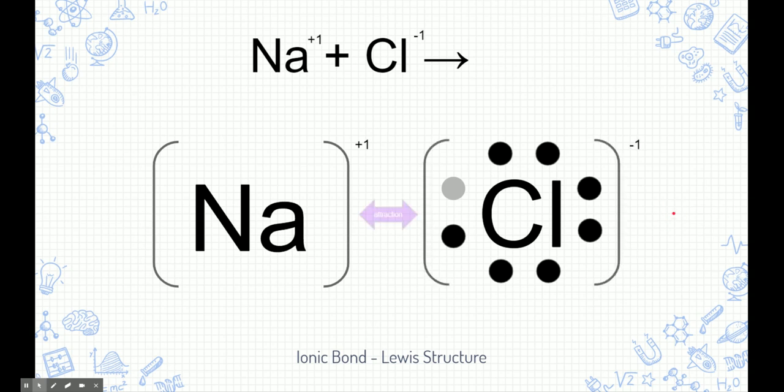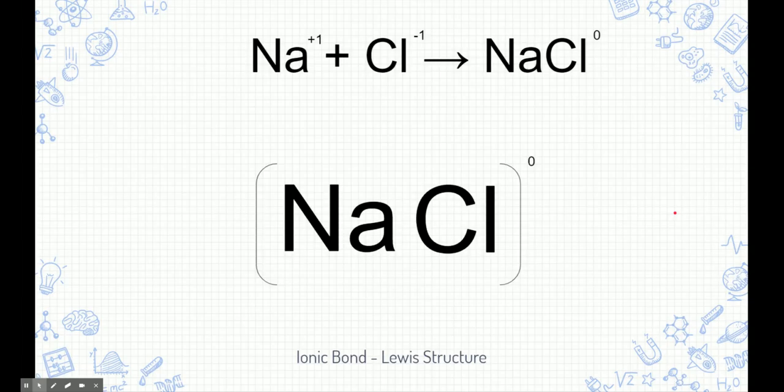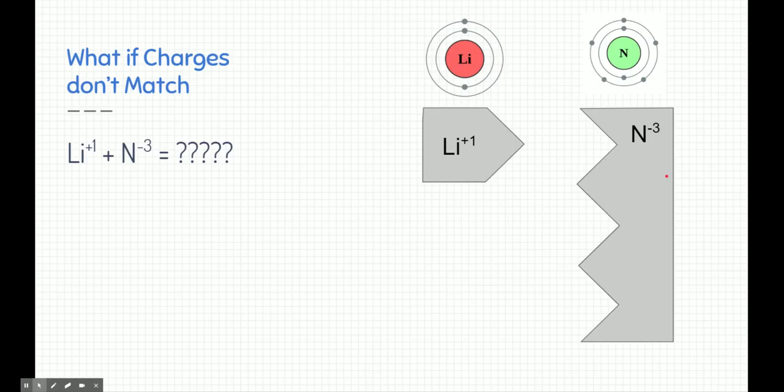And this is where that attraction happens. This is why this is an ionic bond or why a compound can form. So they're going to come together and make a new compound. This is called sodium chloride. This is table salt, by the way. And the total charge now is zero because each of those charges cancel out.